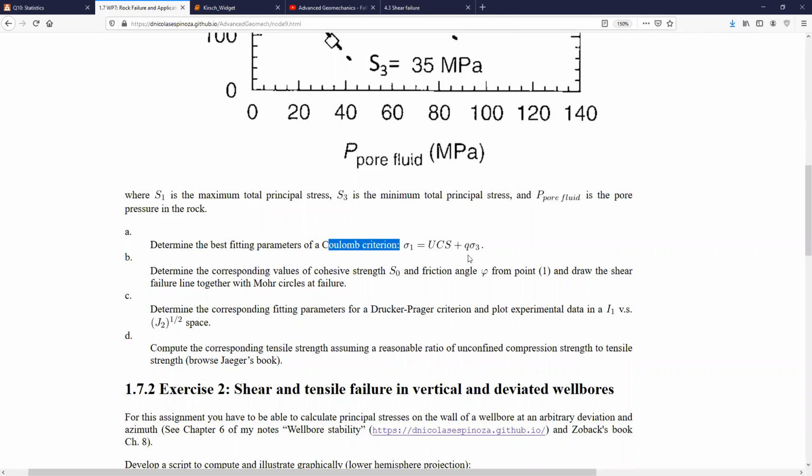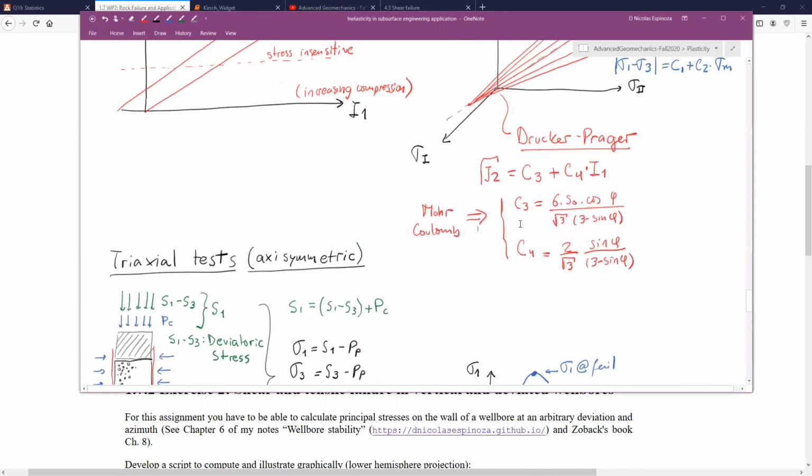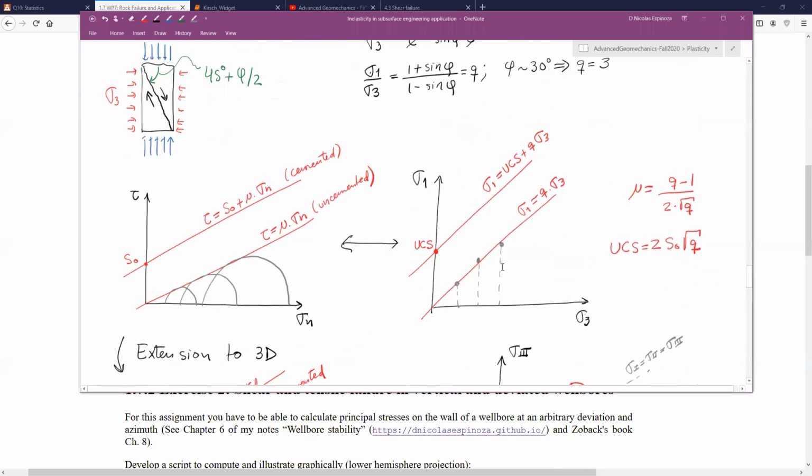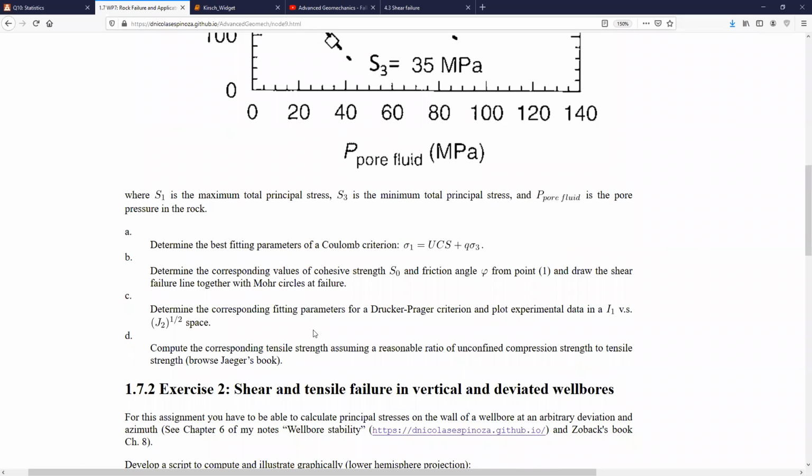All right, so basically this is what you have to do. Then obtain the parameters UCS and Q. And as soon as you have those, you can calculate the cohesive strength and the friction angle from these equations over here. These two equations are going to help you obtain the cohesive strength and the friction coefficient, which later on you can convert to the friction angle.